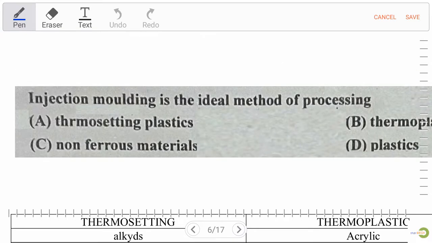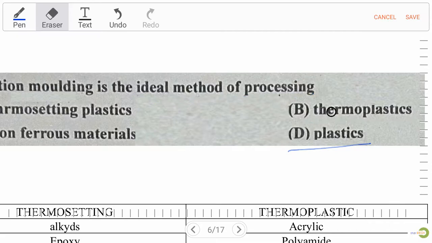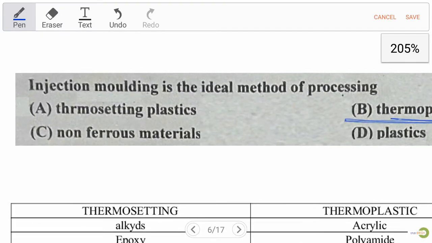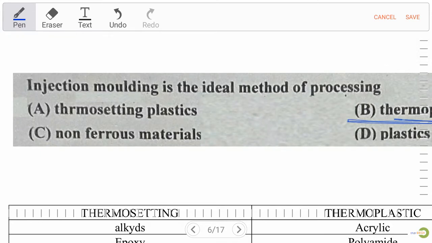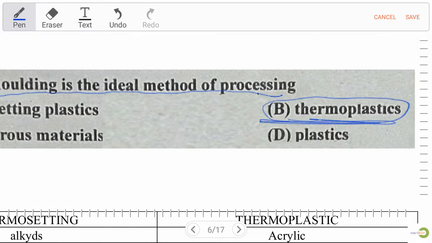Now let's move to the next question. Injection molding is the ideal method of processing. Option A, thermosetting plastic. Option C, non-ferrous materials. Option B, thermoplastic. And option D, plastic. Okay, now our right answer over here is thermoplastic. Let's focus on the question again. Injection molding is the ideal method of processing thermoplastic material.